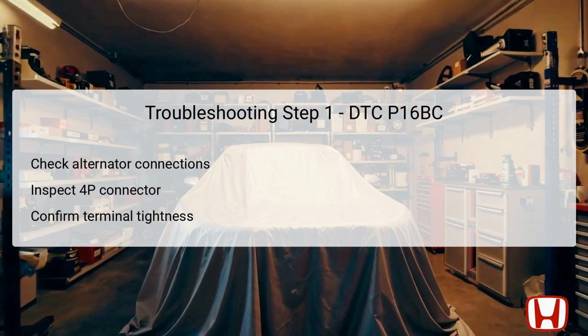The first step in troubleshooting DTC P16BC involves a thorough inspection of the connections at the alternator's 4P connector. Loose terminals or poor connections can often be the source of low voltage issues. It's essential to ensure that all pins are securely fastened and free from corrosion, as this can significantly disrupt the electrical flow. If the connections and terminals are effective, you will proceed to the next step.